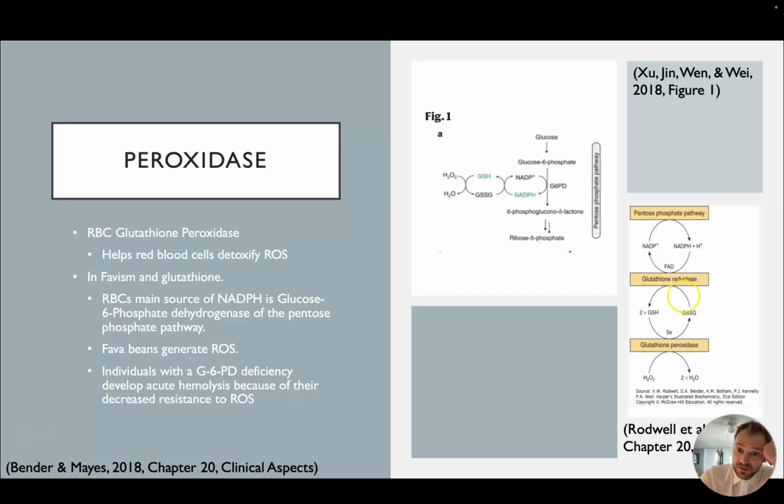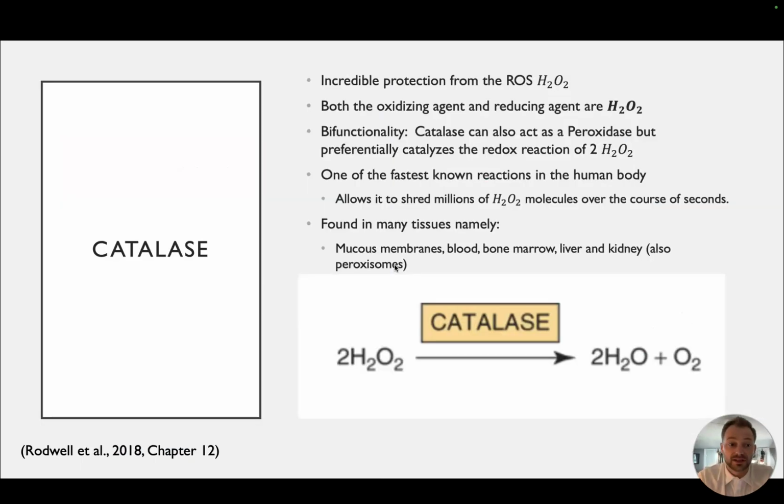And this will end up causing hemolysis, and in some Mediterranean versions of the disease, this can be fatal upon ingestion of fava beans, which have a high concentration of reactive oxygen species.